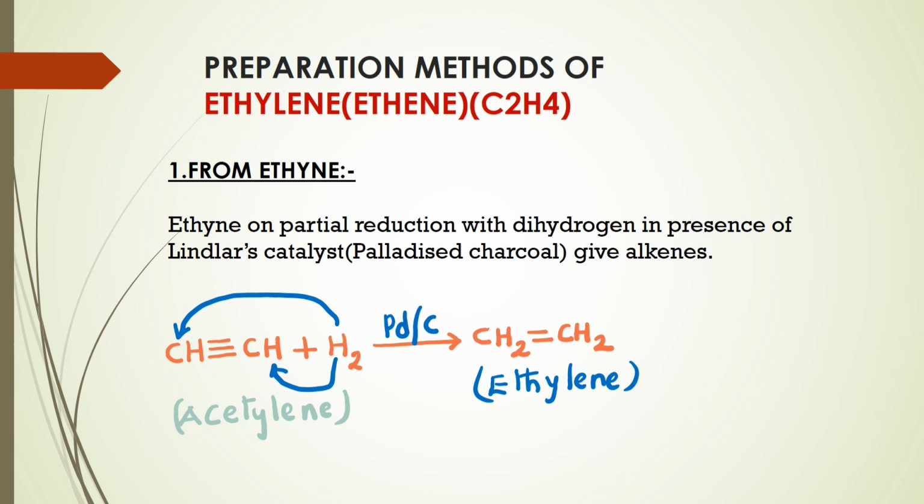Ethyne on partial reduction with dihydrogen in presence of Lindlar's catalyst gives alkenes. Palladized charcoal is called Lindlar's catalyst.